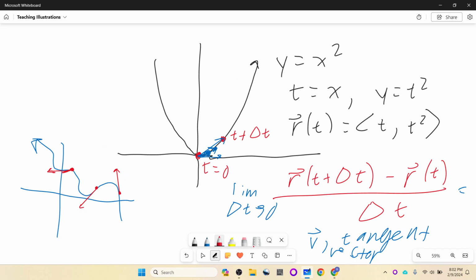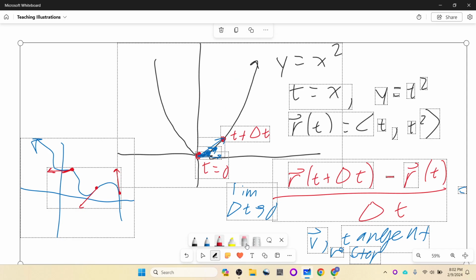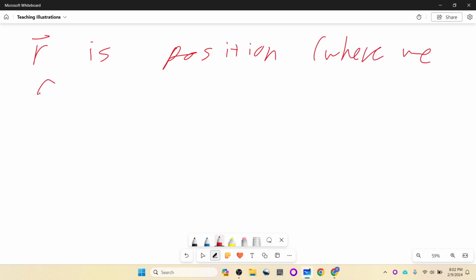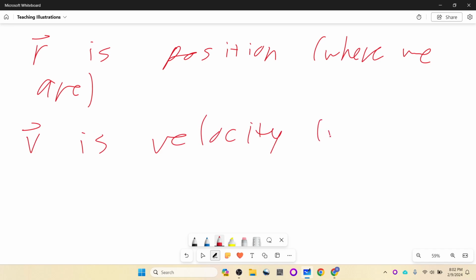So, this is where I really want to just conceptually, what you're thinking is r is position. So that's where we are. And v is velocity, where we're going. And you can probably guess that acceleration is coming up in a little while, but we're not going to get there just yet.